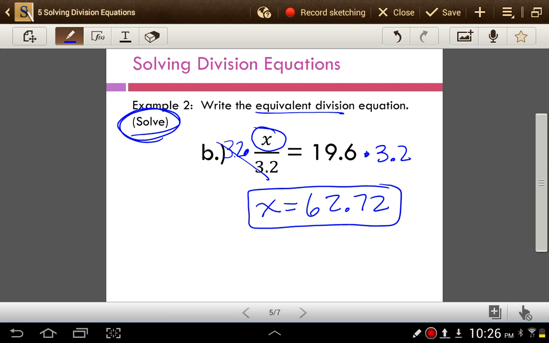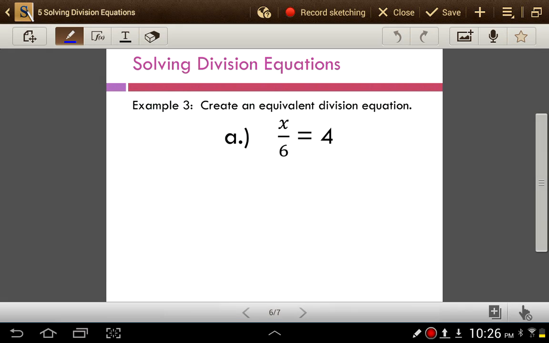Alright, if you need to pause, go ahead. I'm going to go on to example number 3. In example 3, this is our creating part. I want to create equivalent division equations. So in order to do that, I need to first figure out what x represents, because when I write my equivalent equation, I need it to represent the same amount.